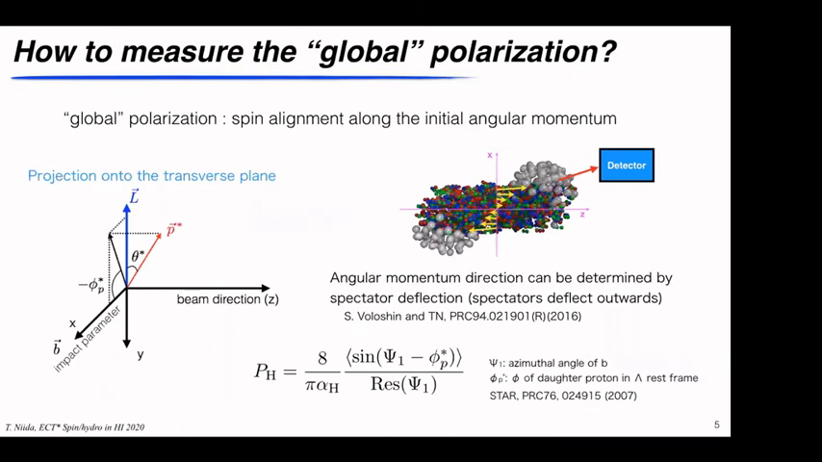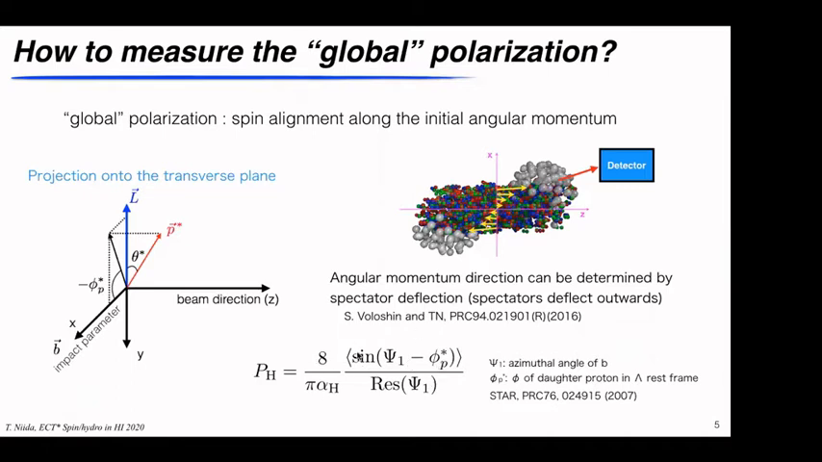So then, how to measure global polarization? Again, global means a specific direction. I mean the spin alignment along the initial angular momentum direction or magnetic field direction. So basically we need to project the polarization onto this angular momentum direction, which is again perpendicular to the reaction plane or impact parameter direction. Experimentally, we can determine the azimuthal angle of the impact parameter direction by measuring the spectator deflection.